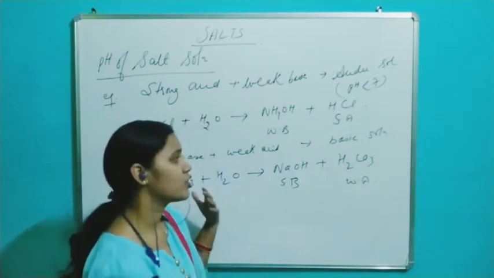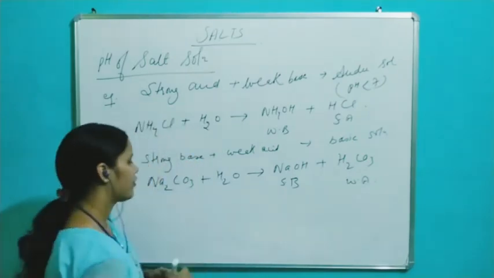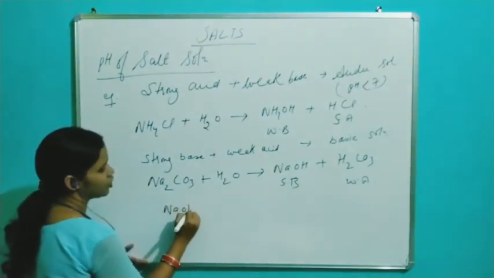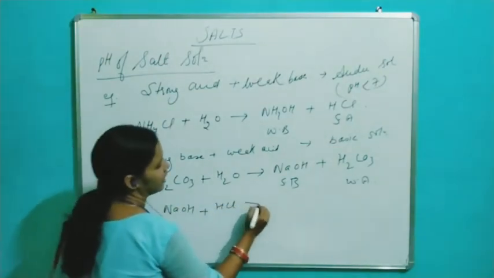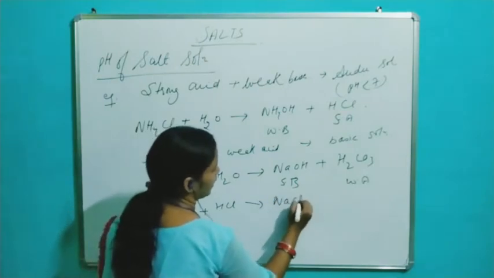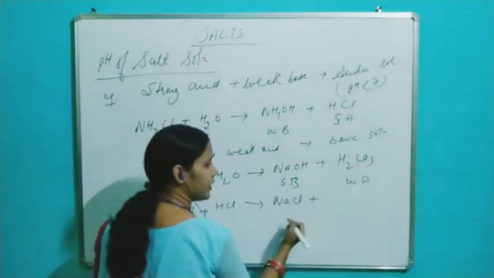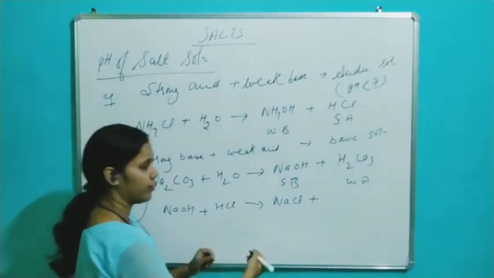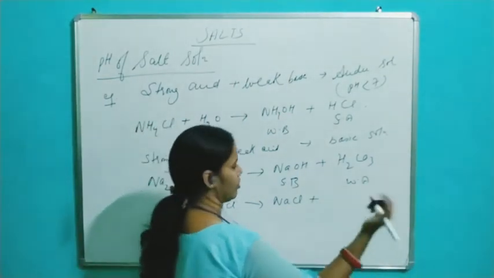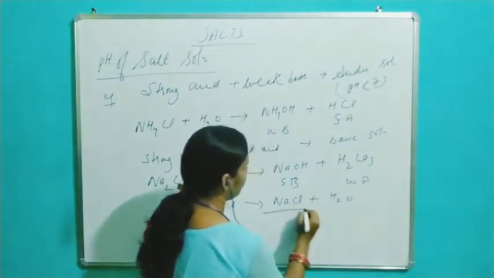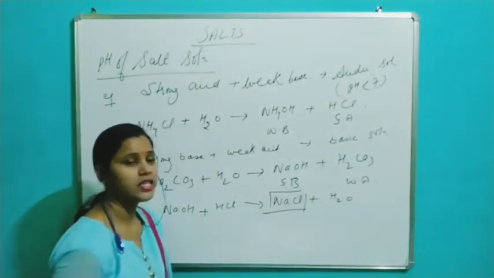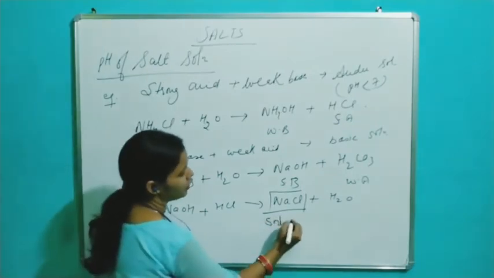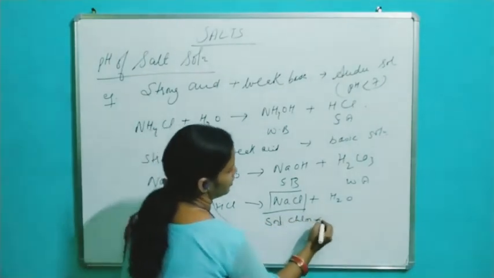This we have done so many times: the neutralization reaction between NaOH and HCl gives us common salt. The common name of sodium chloride is common salt. So we should know both the common as well as the chemical name. This is how we get sodium chloride, which is the common salt.